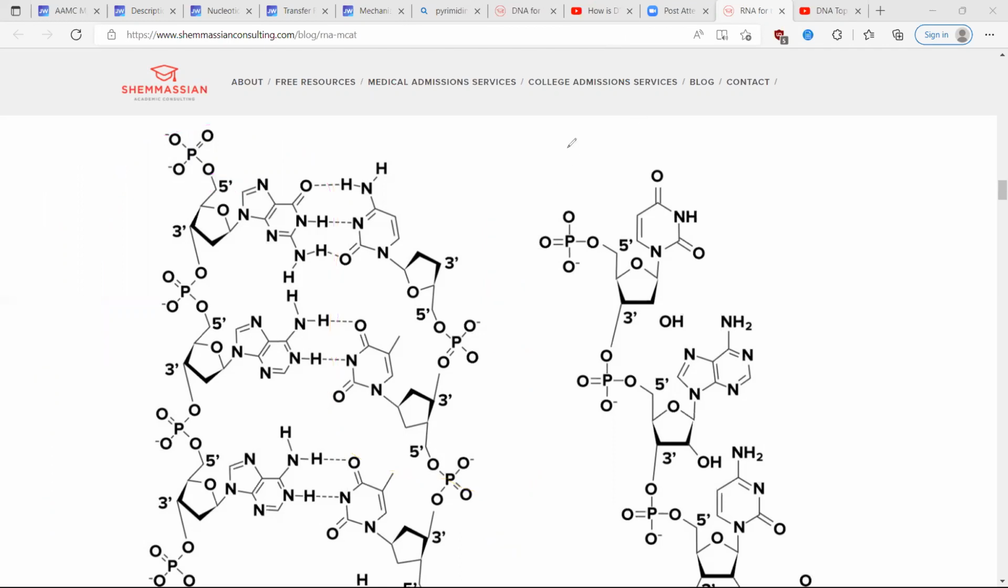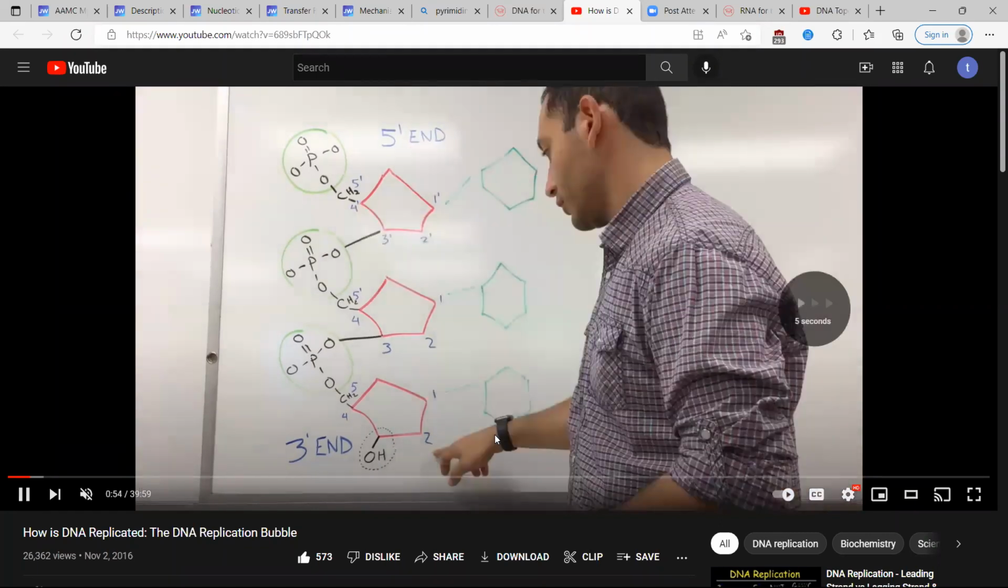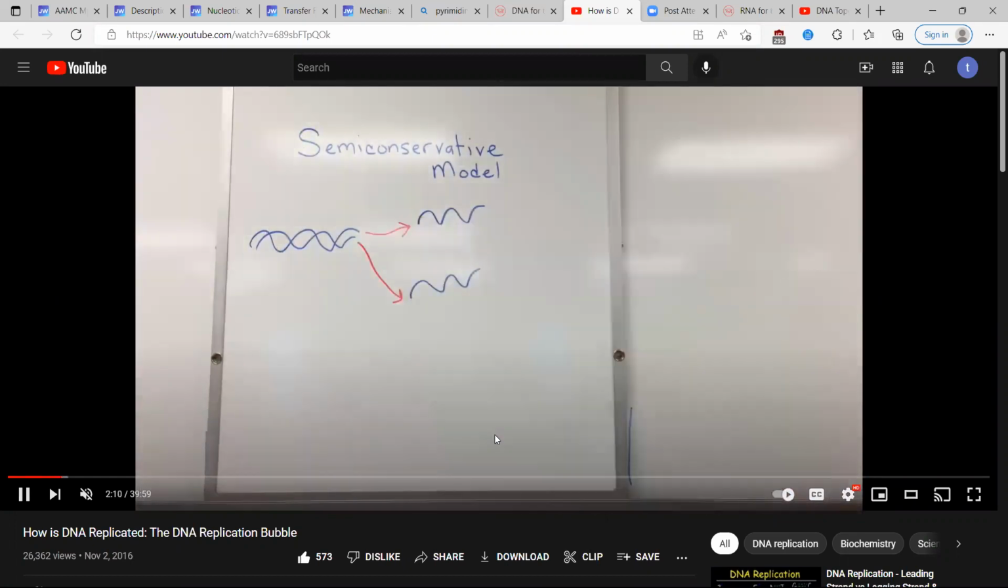Okay, so let's go to synthesis. So I've just explained the 5' end and the 3' end, right? And now let's go to the synthesis itself. Okay, so semi-conservative model. I'm sure you guys have heard this before. What this means is there used to be debate over whether DNA was semi-conserved or not conserved at all. Meaning, does a DNA molecule make a brand new DNA molecule, or does some of the old DNA reside with some of the new DNA?